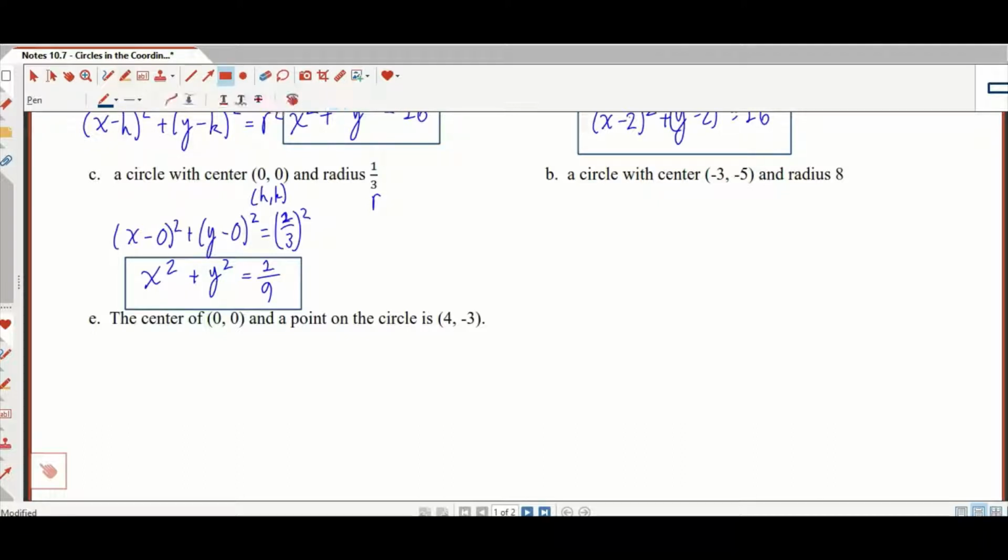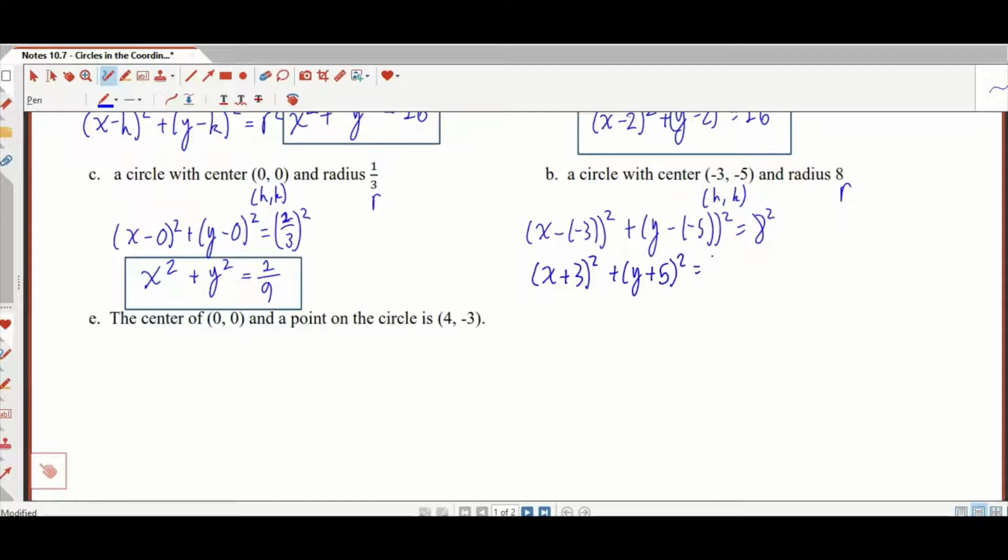Not too shabby. Now it looks like they've put the center at a negative, and that's okay, because there's my h, there's my k, there's my r. So we're going to do (x − (−3))² + (y − (−5))² = 8², the radius squared. Now, when you subtract a negative, that's the same thing as addition, so this becomes (x + 3)² + (y + 5)² = 8², which in this case is 64.